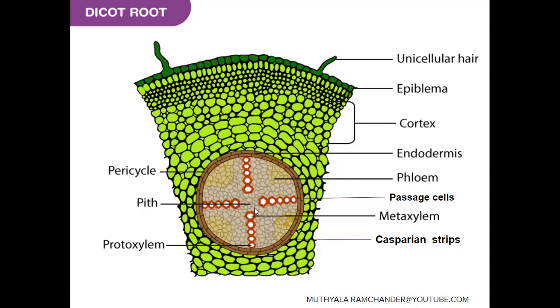In the center region of the dicot root, parenchymatous pith is present. It is also called medulla. It is made of normal parenchymatous cells. The cells are compactly arranged. The pith or medullary cells help in storage of starch food material. This is the primary dicot root TS.